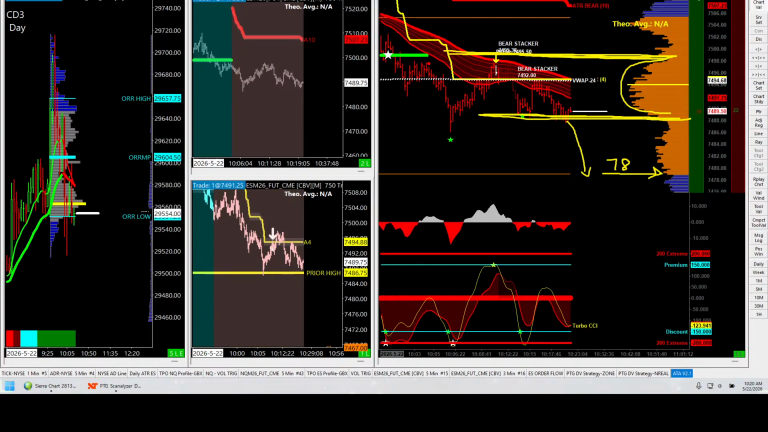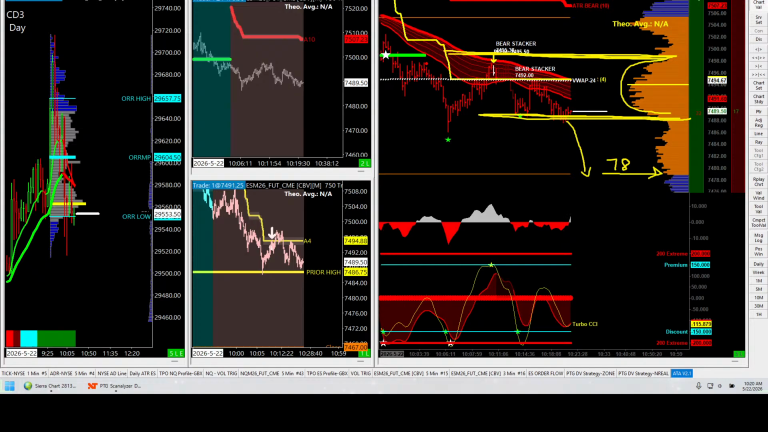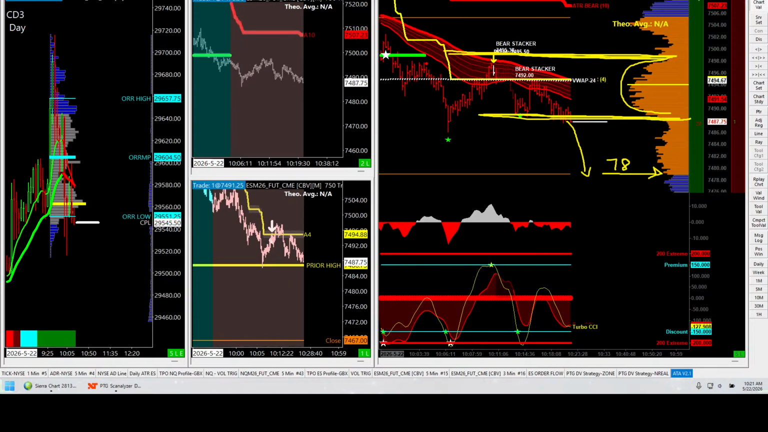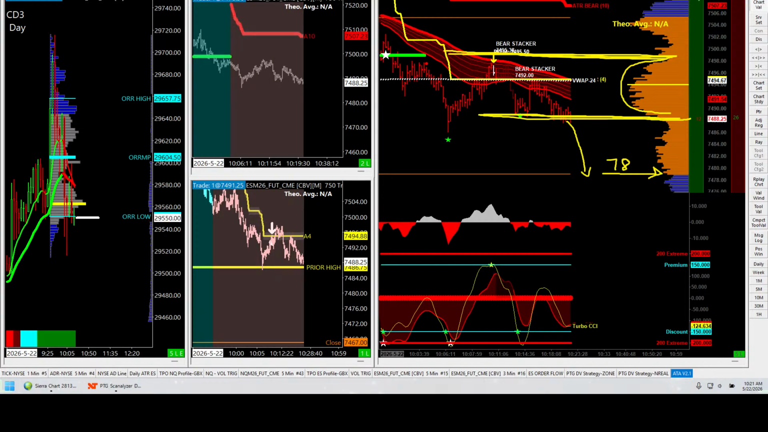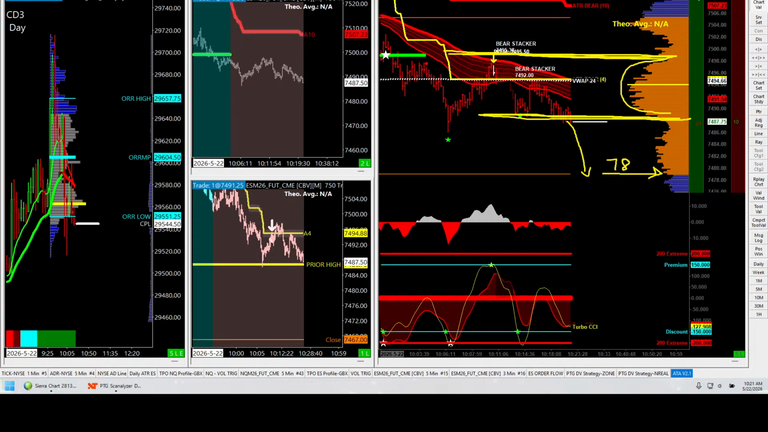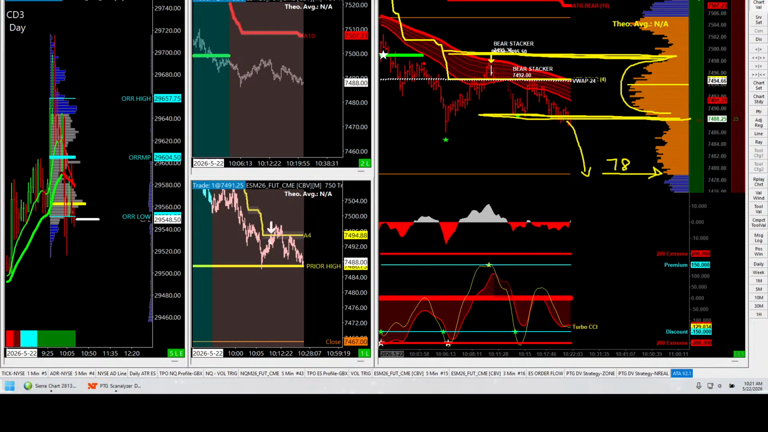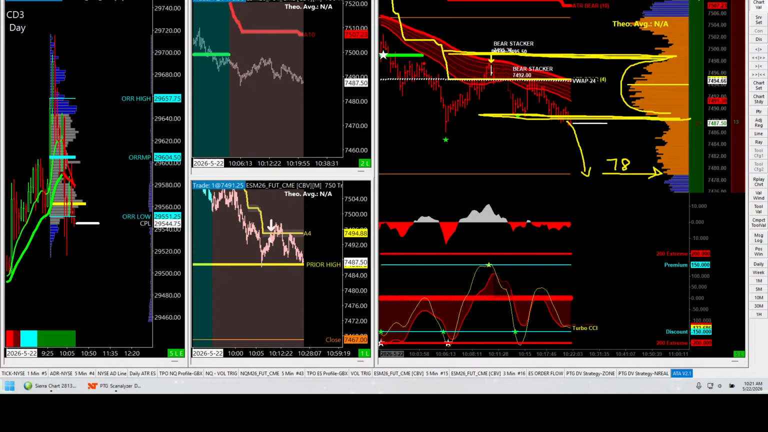So the first touch of the prior high got a nice little reaction, which is what we typically expect. Second touch, second visit, bulls are going to have to really step up and defend it if that's their plan. Usually the first touch, shorts are just taking profit off the table, things like that, and you get a quick bounce. All right, second time around, it's not the case.